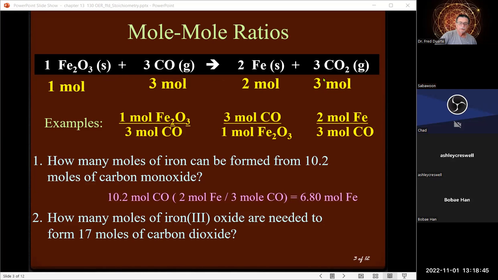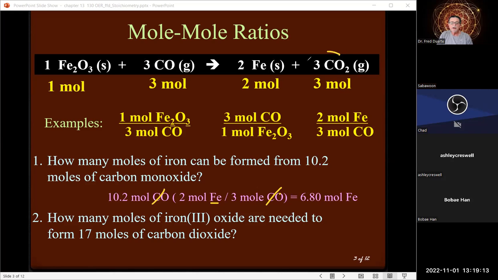Okay, so there's our relationship. Double check that our carbon monoxide cancels. Iron is left because that is what we're looking for. All right, now the question is, how many moles of iron(III) oxide are needed to form 17 moles of carbon dioxide? Okay, so let's look through the balanced chemical equation.